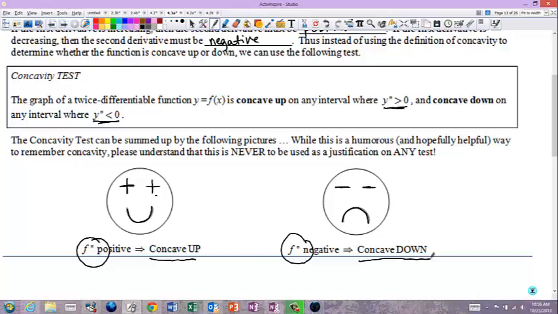Please note that while this is a humorous and hopefully helpful way to remember concavity, please understand that it's never to be used as a justification on any test. If you are taking the AP test and you're finding the second derivative and you're finding where it's concave up, and as your justification you put plus smiley face, you're not going to get credit for that. You need to say because the second derivative is greater than 0.